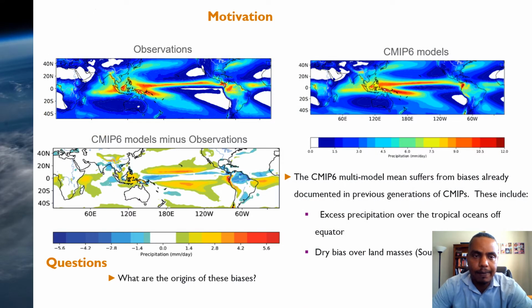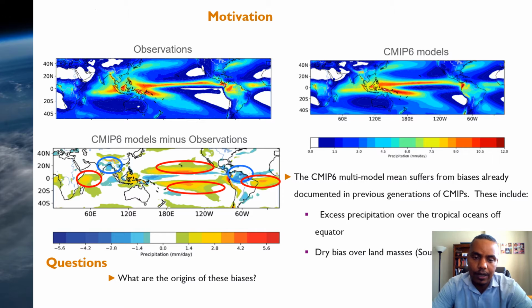If you look at the precipitation climatology in CMIP6 models in comparison with observations, you see this bias with excess precipitation over the oceans, especially off the equator, that we refer to as double ITCZ, and dry bias over land.